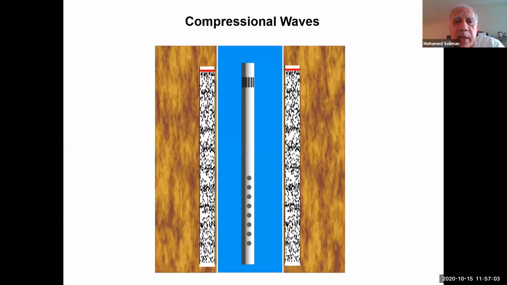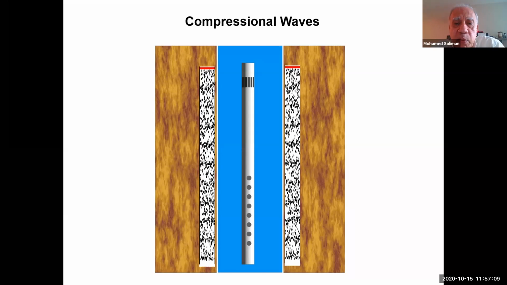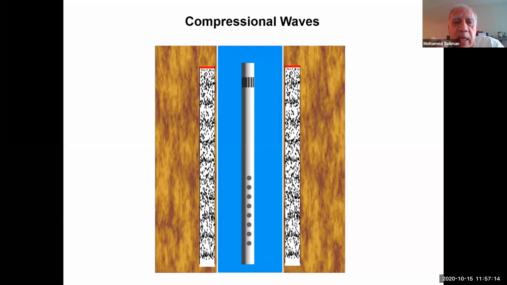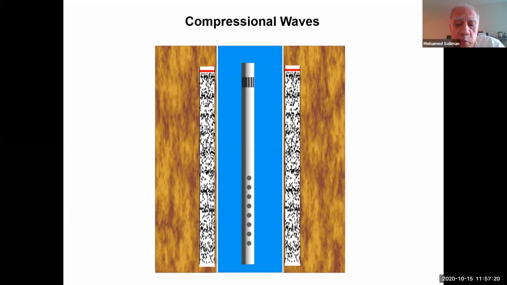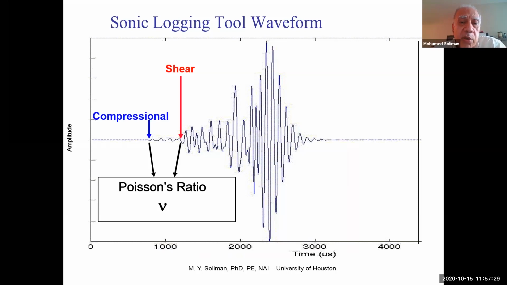So if I apply a sonic wave, the wave will go as a compressional wave, so it moves from one place to another. If I have a source, say at the bottom of the well, and a receiver a little higher, I can hear the compressional wave coming in, and then I hear the shear wave after it. The difference in time or in velocity of the two is an indication of Poisson's ratio.